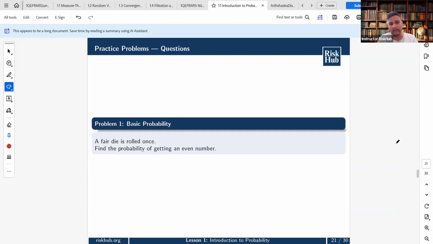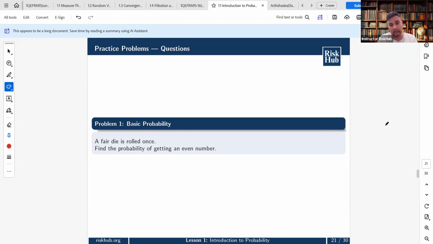Pretty straightforward question, right? If a fair die is rolled once, find the probability of getting an even number, right? So very, very simple. How do we find the probability of getting an even number? It's simply, you take the sample space, you take the expected events, so favorable events divided by your sample space, right? If you do that, you will be totally fine.